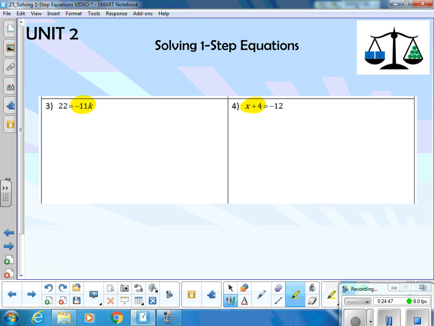Don't assume that when I have a negative sign, that means I'm subtracting. Sometimes it does, sometimes it doesn't. If it's out in front like this one on number 3 where you have a negative 11k, that is not being subtracted. That is being multiplied. That's a negative 11 being multiplied by a k. So be careful as you're solving this.